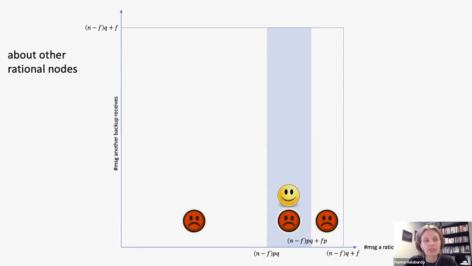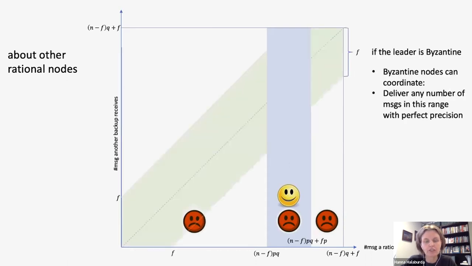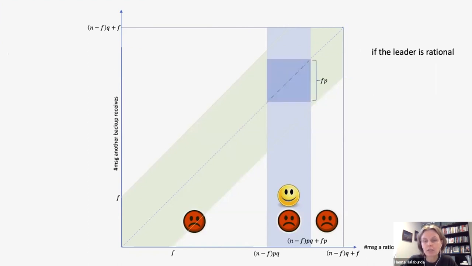Those are the inferences about the leader. But there are also inferences about how many messages other nodes have received, given that I have received K messages. So we know that whenever I receive K messages, everybody else needs to receive between K minus F and K plus F messages, and not anything outside. And this F is if the leader is Byzantine. If we would know that the leader is rational, then this bound is much narrower. So we can make those inferences.